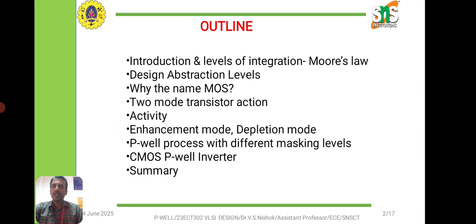So here is the outline, starting from the introduction to MOS transistors and levels of integration based on Moore's law, then design abstraction levels, then the two modes of transistor action, and then the PWEL process with different masking levels, and then its summary.